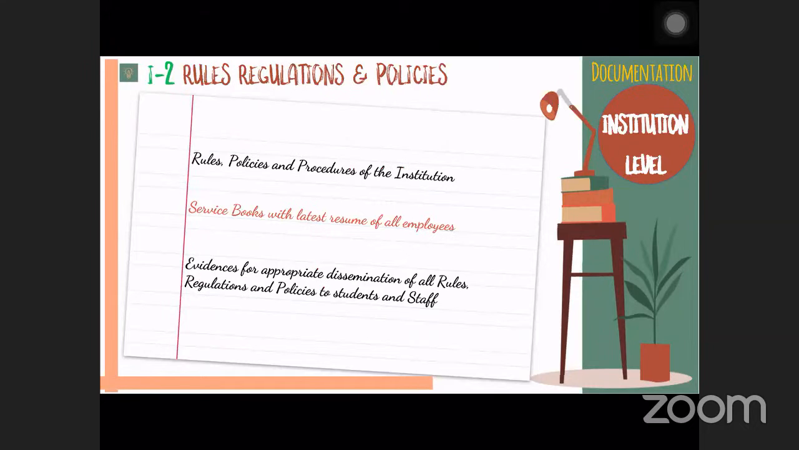Then there have to be rules and regulations and policies, basically. So these rules, regulations, policies, and procedures all have to be documented, and have to be available in this file. And not only in this file, this has to be disseminated to every stakeholder. So rules, regulations, policies have to be known to all the stakeholders of the institution. So that dissemination is so important. Then service books of the faculty members should be available, and evidences of the appropriate dissemination of all these rules, regulations, and policies should be available in this particular file.